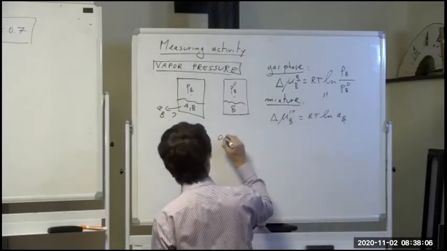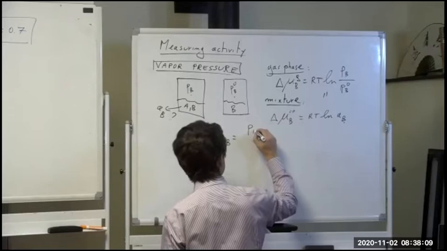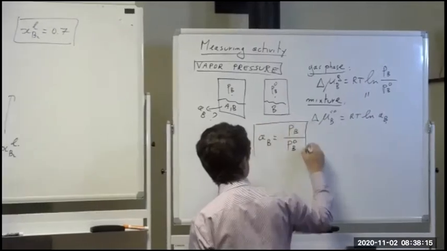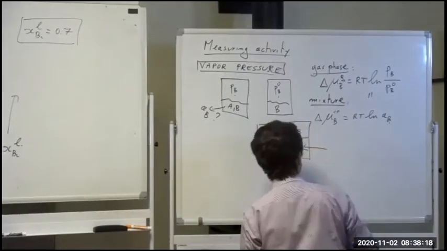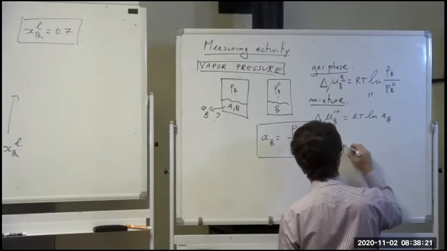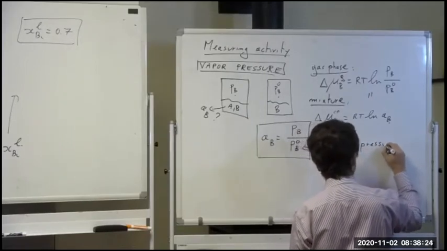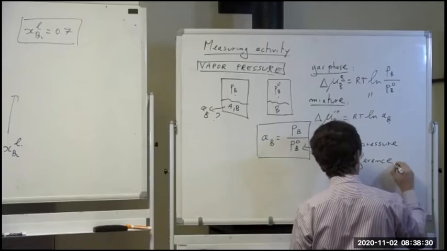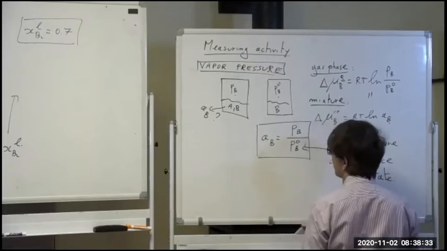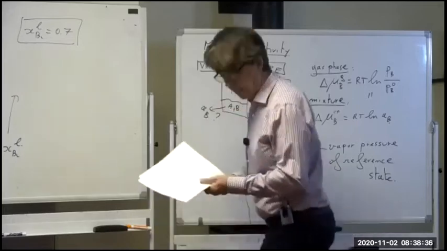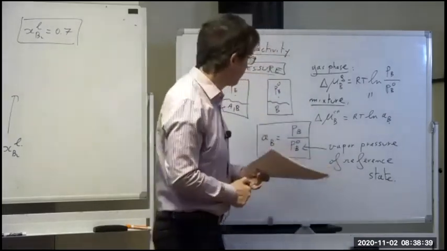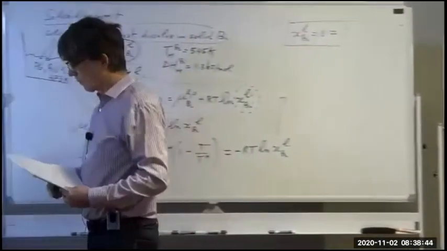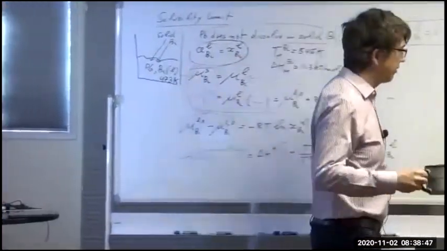So what you find is that the activity of B is the measured vapor pressure above your mixture normalized by the vapor pressure in the reference state. And in many cases, that's the pure state. So this is the vapor pressure of the reference state. And there are various techniques to measure vapor pressure. The most common is a Knudsen cell. So if you have vapor pressure, you have activity.